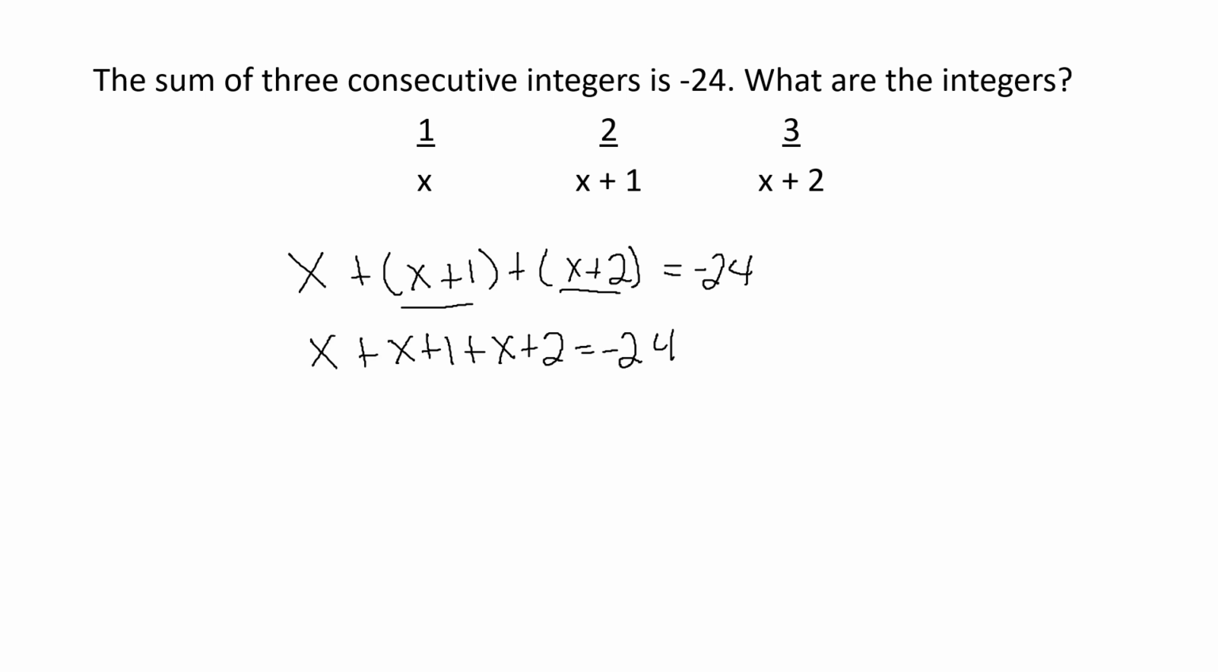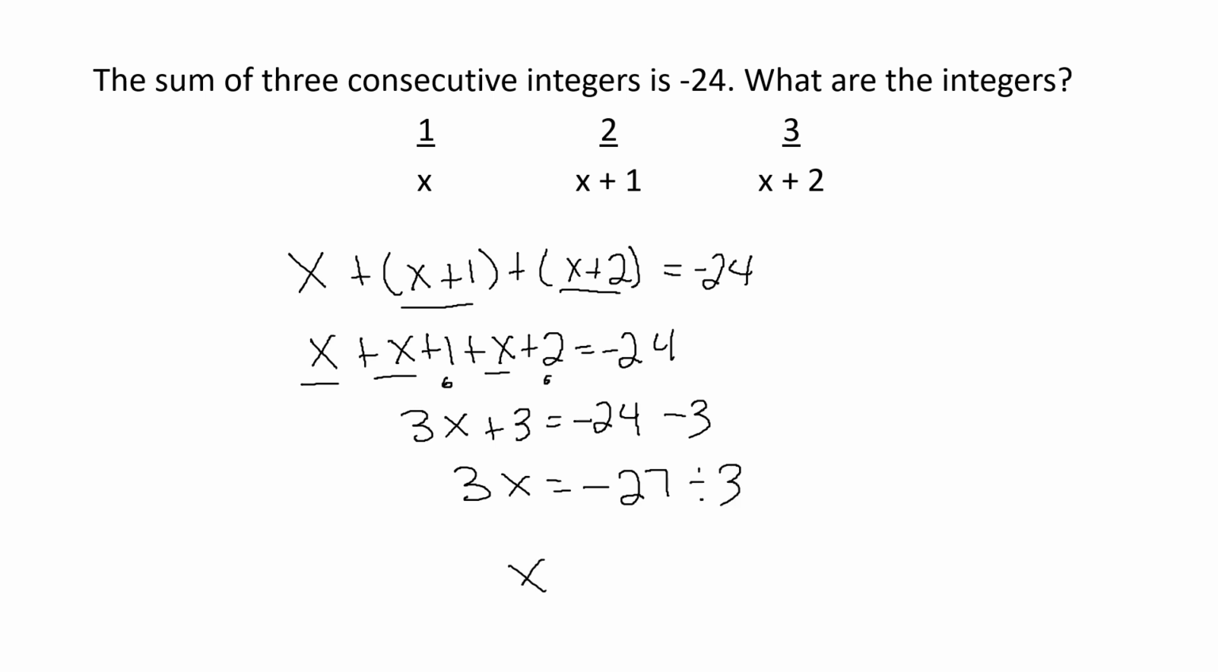Now, to solve this, I just solve for x. So step 1, simplify what I can. x plus 2x is 3x. 1 and 2 is 3. I need to move that 3 over. When I do that, it becomes a minus. So negative 24 minus 3 is negative 27. Move the other 3 over and I divide by 3. So negative 27 divided by 3 is negative 9.